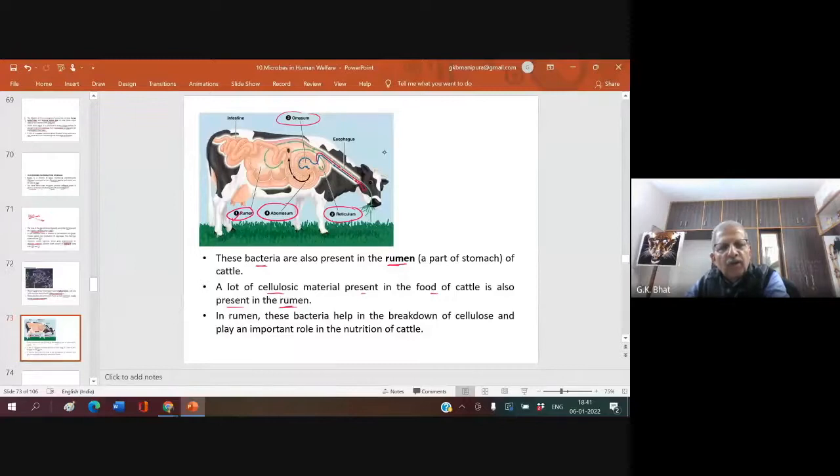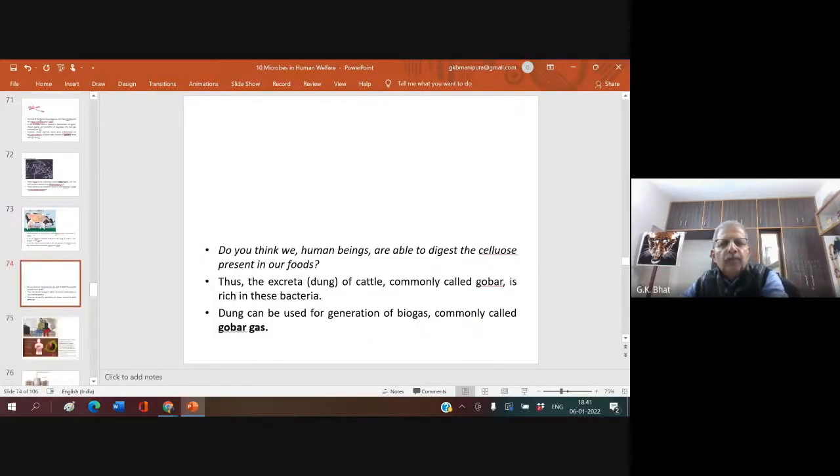That is why cow dung smells of methane. In the rumen, these bacteria help in the breakdown of cellulose and play an important role in the nutrition of cattle. So cow dung has its own smell, and it is because of these methanogen bacteria releasing methane.